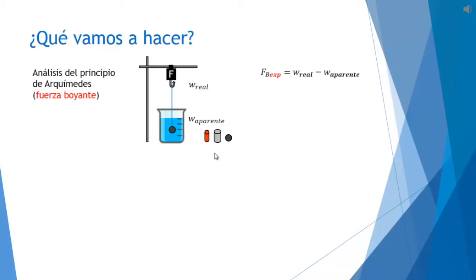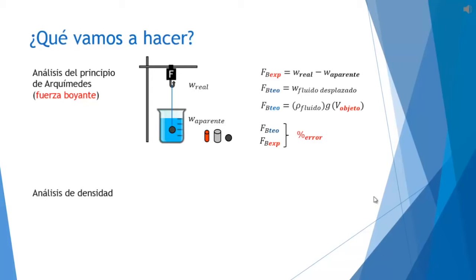The buoyancy force will be equal to the actual weight minus the apparent weight of each object, while the theoretical value will be equal to the weight of the displaced fluid. In other words, it will be equal to the product of the fluid density, the gravity, and the volume displaced. This last one, we will get by measuring the volume of each of the objects using a vernier. Once we have both results, we are going to calculate the error percentage in order to get some conclusions from these results. In a second experiment, we will make an analysis of density.